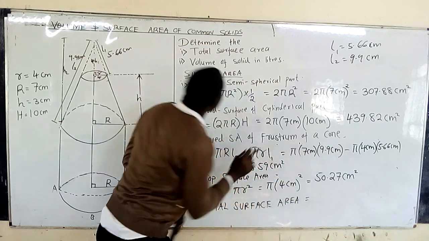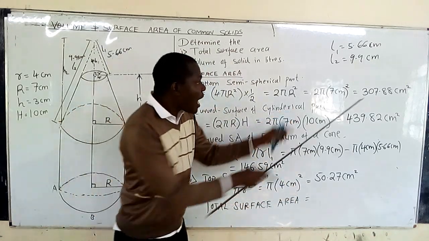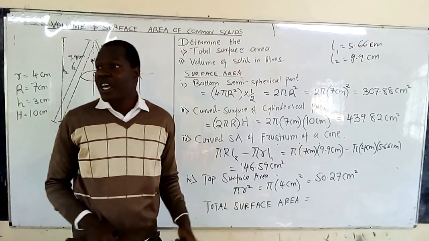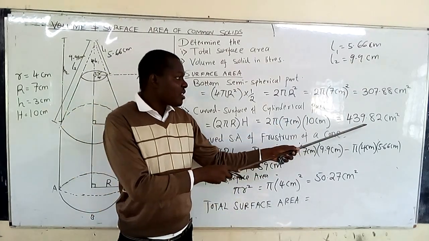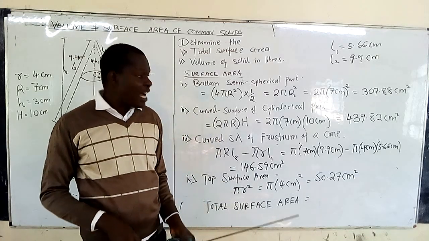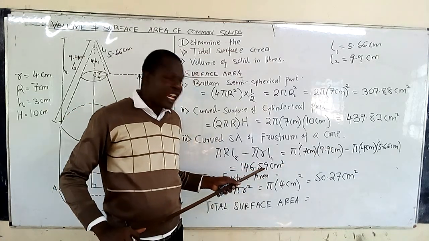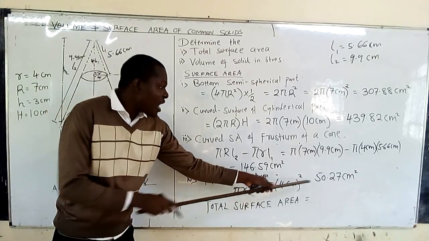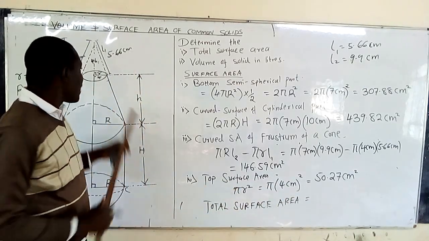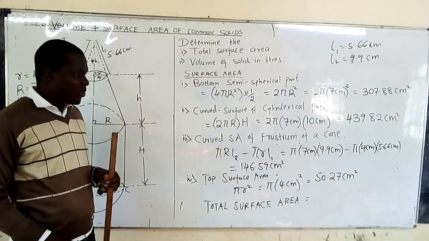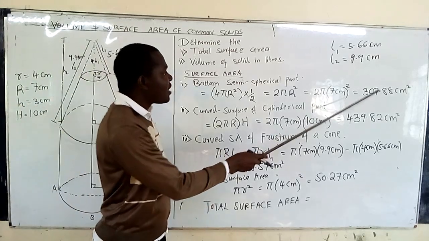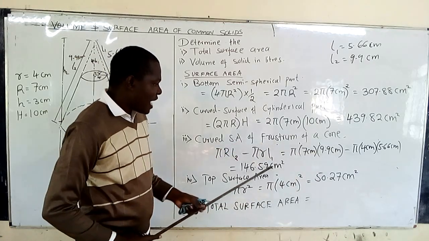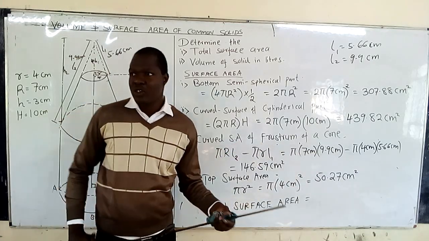Now, the total surface area, that is what we are looking for. You add all the surface area, isn't it? Yes. The surface area of that semispherical bottom, the curved surface area of that cylindrical middle part, then the curved surface area of the frustum of the cone part, then the surface area of the circular top, isn't it? So if you add all this surface area, what do you get to the total surface area? This plus this plus this plus this. What is our total surface area?